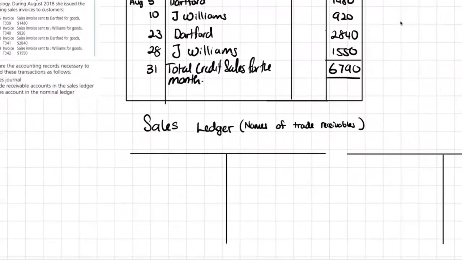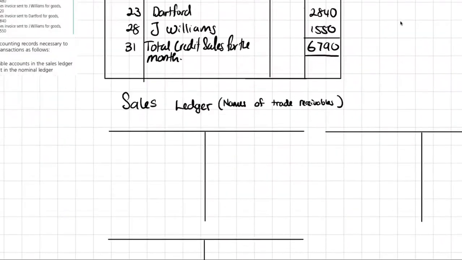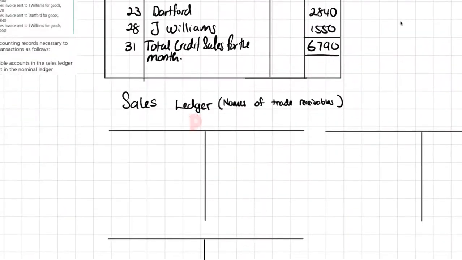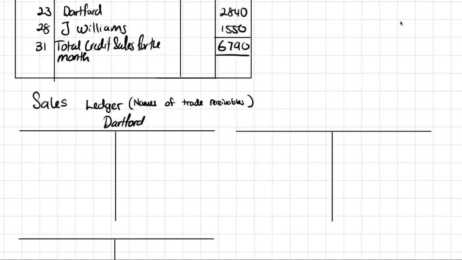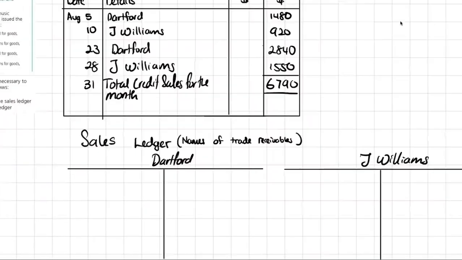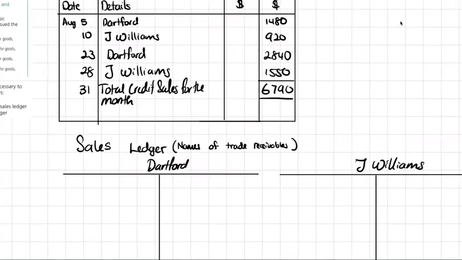The next, we're going to put in, well, only 2 accounts that are needed, Dartford as well as J. Williams. All right, since they are trade receivables, they are considered to be asset accounts. So I'm just going to put Dartford here on August 5th. By nature, they should be on the debit side because they owe us money and they are trade receivables.